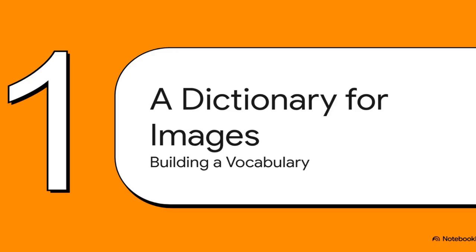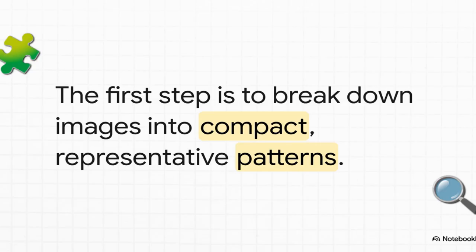Okay, so to make this whole thing work, the very first thing we've got to do is create a dictionary for our new visual language. We need a vocabulary, a set of all the important little patterns a computer might see when it's looking at pictures of cars. See, a computer can't just look at a whole picture and get it. It's just way too much information, too many pixels. Instead, the really smart approach is to find small, distinct, and most importantly, representative patterns within the image. These are going to be the building blocks for our entire visual dictionary.